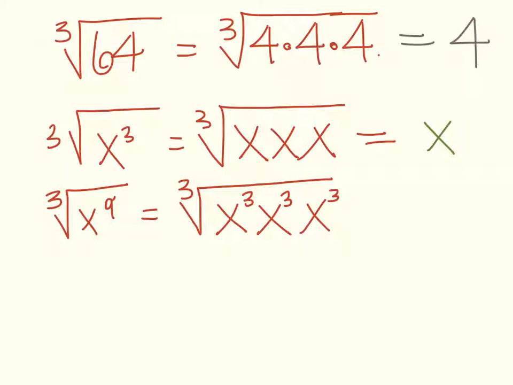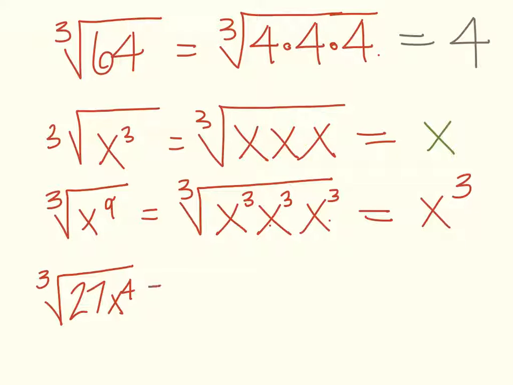3 plus 3 is 6, plus 3 more is 9. So I have 3 terms, all the same, x cubed. So the third root of x to the 9th simplifies to x cubed. And one more example. What about the third root of 27 x to the 4th?